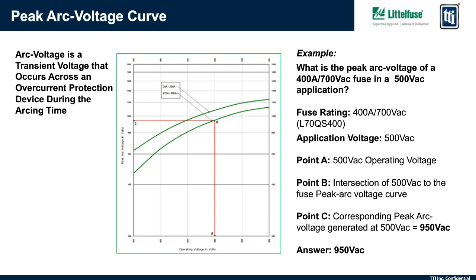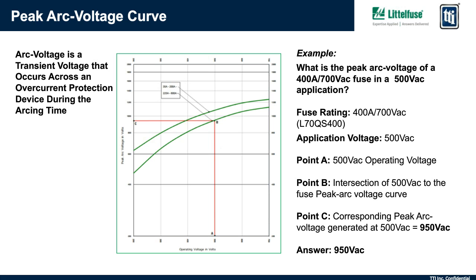The peak arc voltage correlates to the system voltage. So many high-speed fuse users need to understand what the peak arc voltage would be if a fuse was applied at a voltage less than its rated voltage. And that's where this peak arc voltage curve can be helpful.